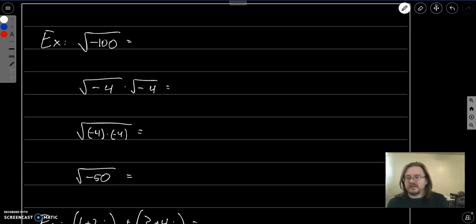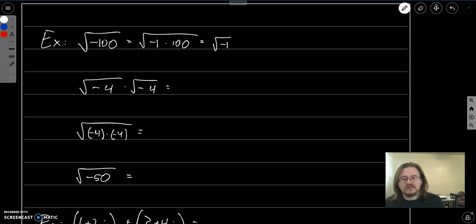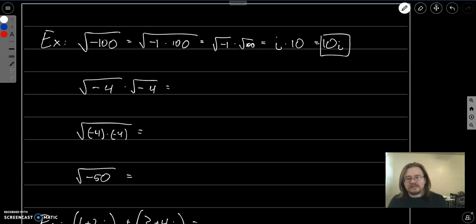So for instance, here I've got the square root of negative 100, and we can see that this is going to be equal to the square root of negative 1 times 100. So we can start pulling things apart. This will be the square root of negative 1 times the square root of 100. The square root of negative 1 is going to be i, and the square root of 100 is 10, so I might write this as 10i. And that's it. We can just split out that negative 1 and treat it separately.